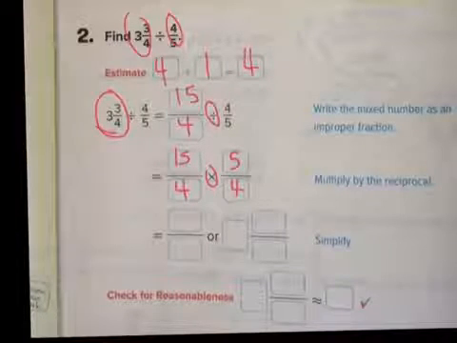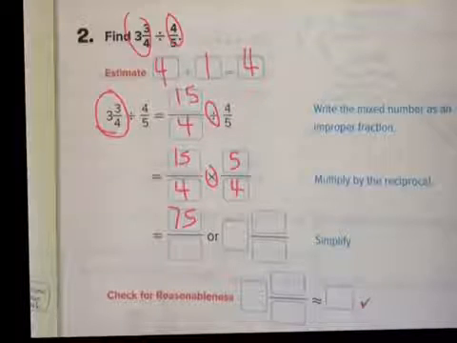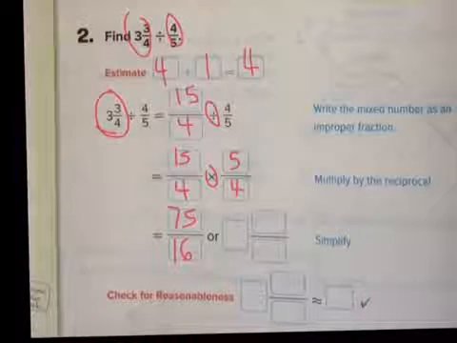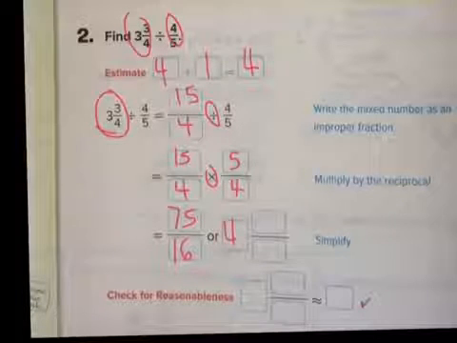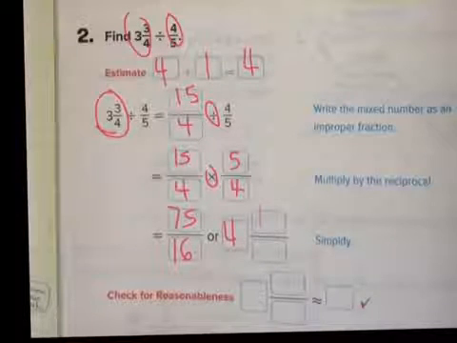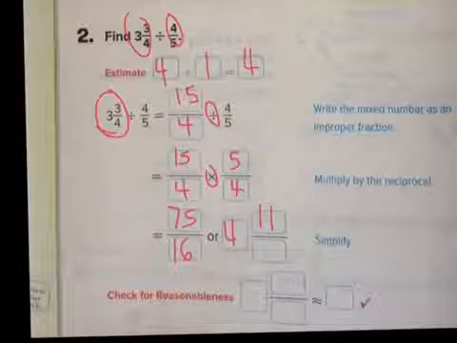I'm doing 15 times 6 is 75. And now I have 16 at the bottom. How many 16s? Yes, there are 4, which gives me 64. So the difference is 11 over 16.